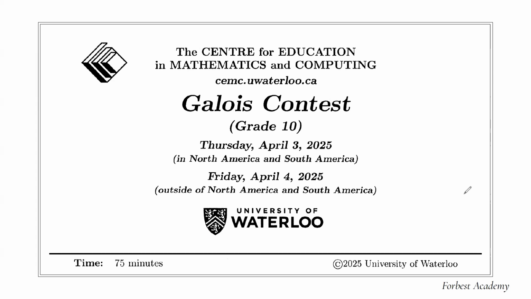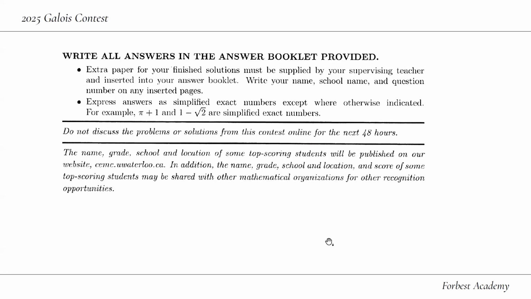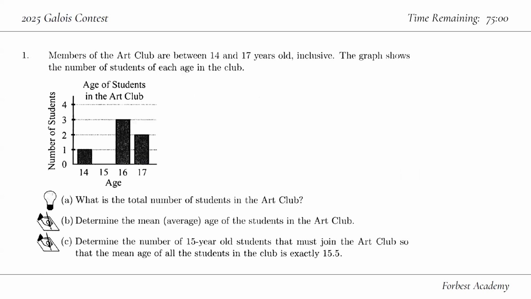In this video, we will be going over the solutions to the Galois Contest, which is the grade 10 math contest for the University of Waterloo. It is a contest which is not multiple choice. Students need to show all of their solutions, so we will show you how to do that in this video. The time limit for this contest is 75 minutes, and we will be getting through it in much shorter time than that. So without further delay, let's get that 75 minutes on the clock and let's get started.